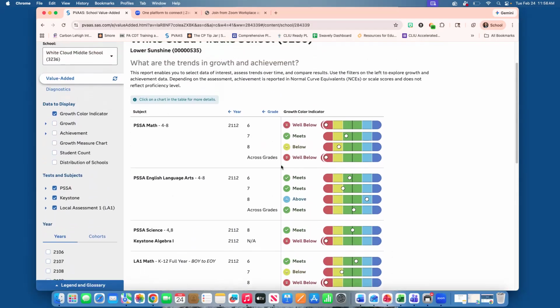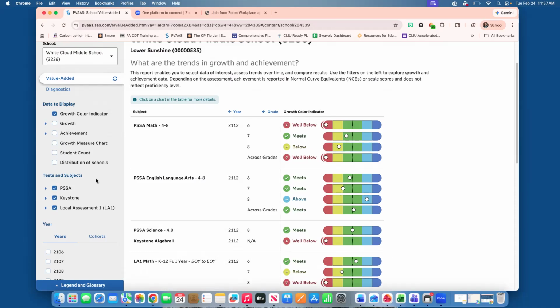So again, when I see this growth report, it's going to break it down by subject, the year, and the grade. And then they're going to give you the growth color indicator for that group of students. So for example, here in this report, I see PSSA math. I see the year, 6th grade, 7th grade, 8th grade. And here I can see that my 6th graders were well below in the red. My 7th graders were in green at the meets, and the 8th graders were in yellow.